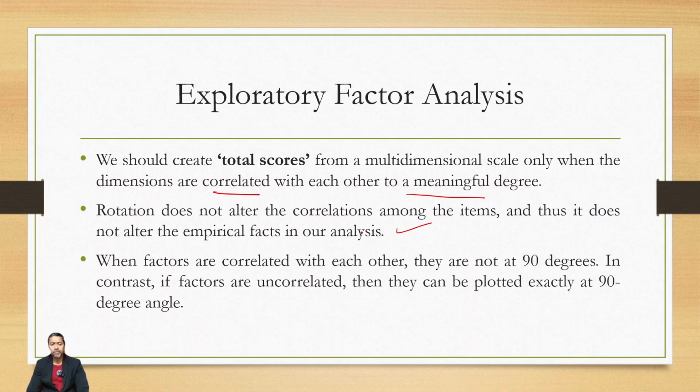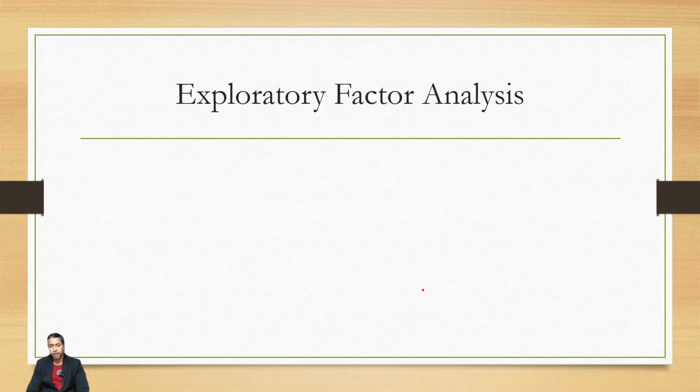And when factors are correlated with each other, they are not at 90 degrees. The image is coming up soon. This becomes a perfect 90 degrees for a two factor solution, factor 1, factor 2. When they are graphically plotted, it becomes orthogonal, while if it is less than 90 degrees or something else, then it becomes correlated factors. In contrast, if factors are uncorrelated, they can be plotted at a 90 degree angle.